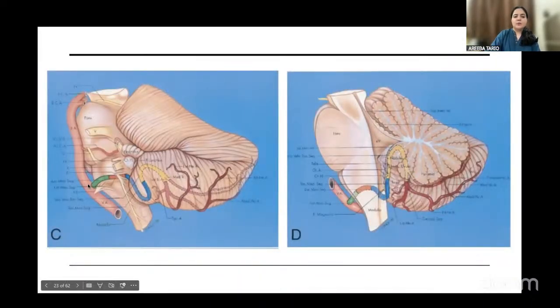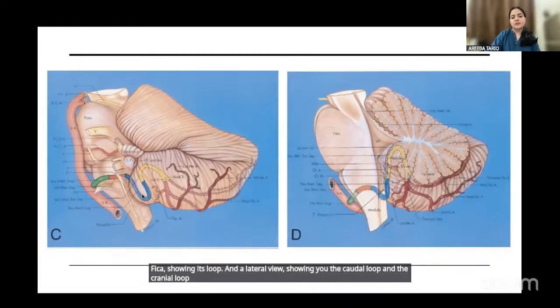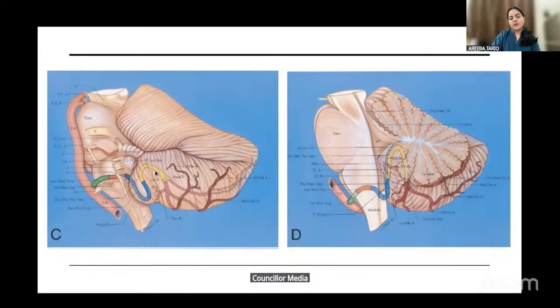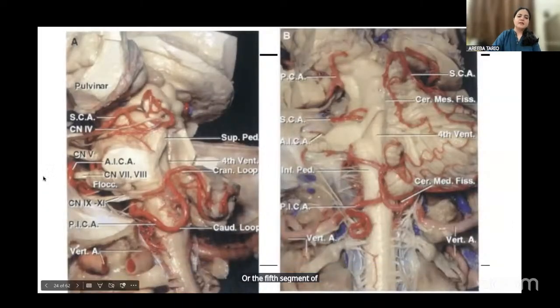And a lateral view showing you the caudal loop and the cranial loop, which we usually see in venograms. This is important. Again, you can see the anterior medullary segment, the lateral medullary segment when it crosses the 9th, 10th, and 11th nerve. We have the caudal loop or tonsillomedullary segment. Then we have a cranial loop or tela-velo-tonsillar segment, and then we have cortical branches or the 5th segment of PICA. Seeing it on dissections.